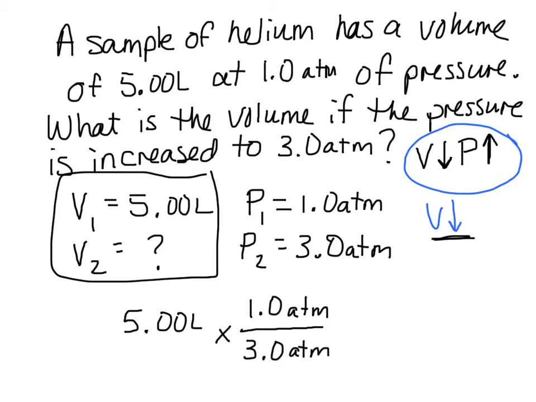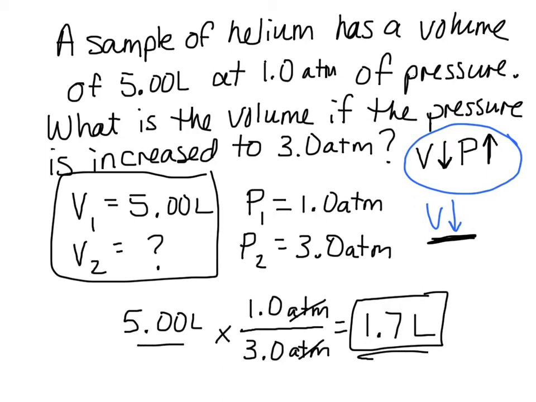A couple cool things happen when you do this. The first cool thing is notice we have atmospheres on top of atmospheres. What's that going to do? They're going to cancel out. So what are our units going to be? Liters. Then we do our calculation, keeping in mind significant figures, and we end up with 1.7 liters of helium when we're all said and done. Now, does that make sense? Did our volume go down? Well, we started with 5, we ended with 1.7, so yes, our volume did go down.